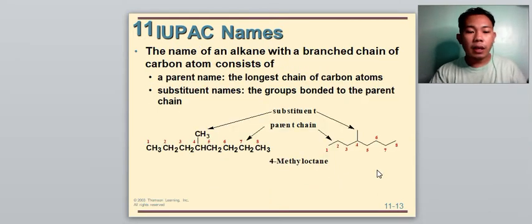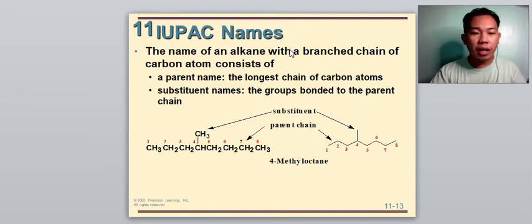Next slide, we'll focus on the IUPAC names of alkanes with branched chains, which consist of a parent name that shows the longest chain of carbon atoms and the substituent names that indicate the groups bonded to the parent chain. For example, we have here 4-methyloctane, shown as the condensed structural formula and the line angle formula.